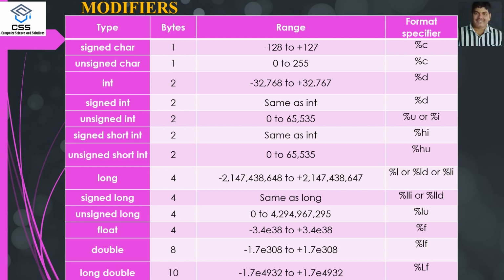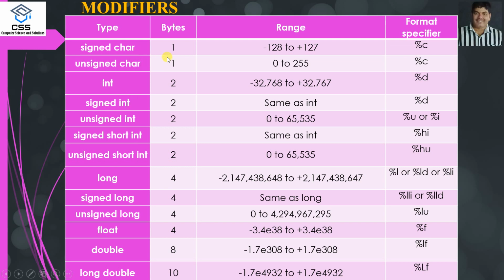Like this, character is divided into two types, signed character and unsigned character. Integer is divided into signed integer, unsigned integer, signed short integer, unsigned short integer, long integer, signed long, unsigned long. These are the classifications of integers. Float and double are of two types, double and long double.